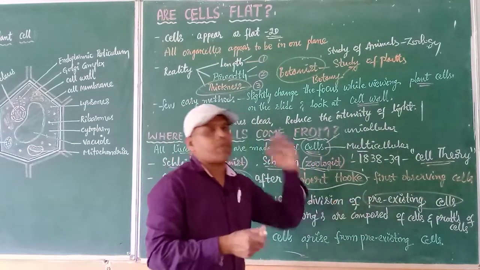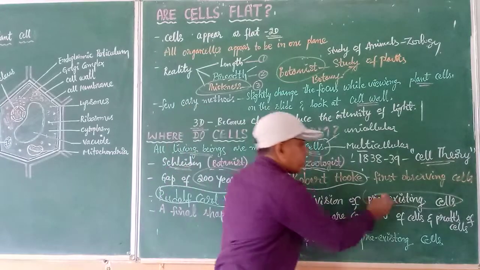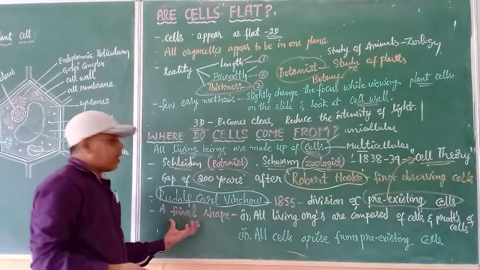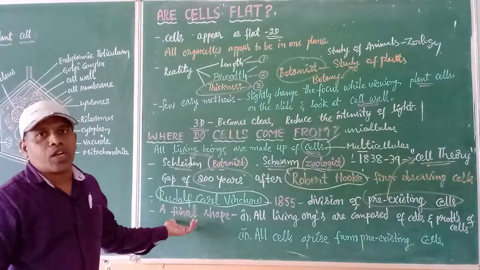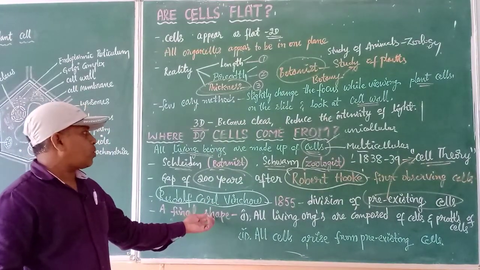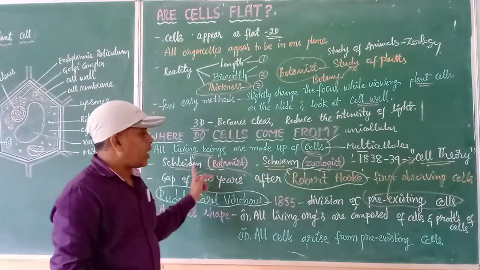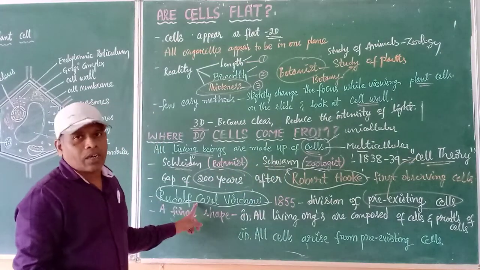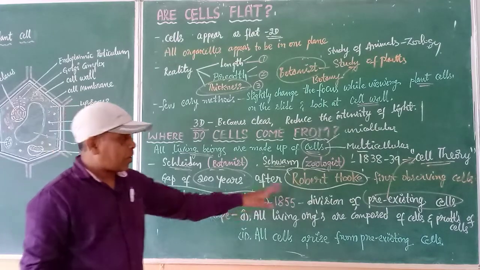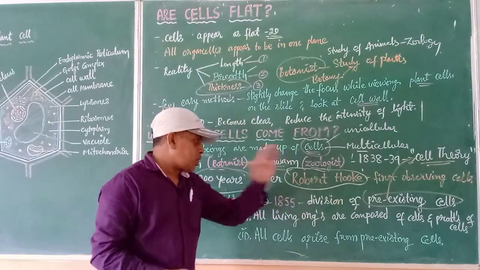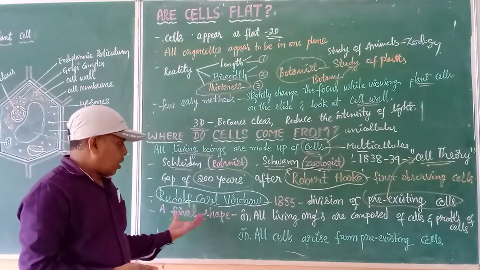This statement was included in the cell theory. It gave a complete, final shape to the cell theory proposed by Schleiden and Schwann. So not all the credit goes to Schleiden and Schwann. There is a third person, Virchow, who gave one important statement related to the arising of new cells, and finally the cell theory.